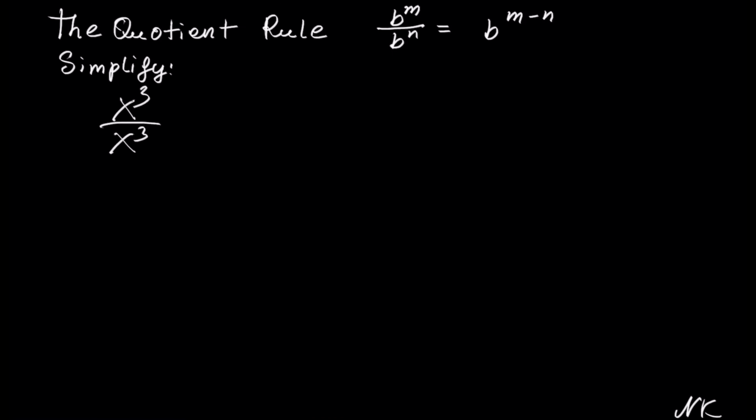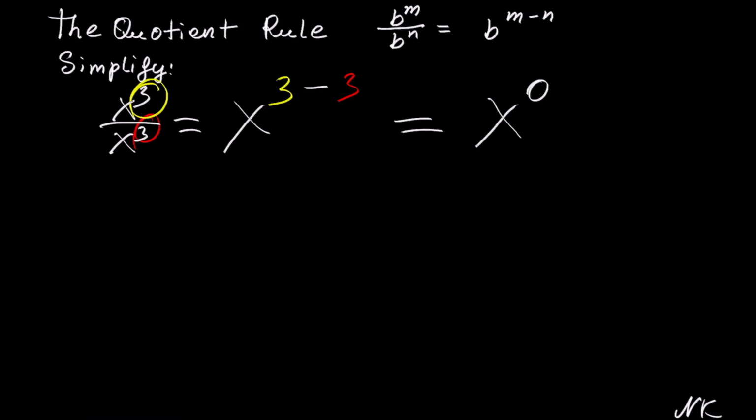In this example, we have x to the third divided by x to the third. If we apply the quotient rule, the base is x. The exponent in numerator was 3 minus the exponent in denominator was also 3. So 3 minus 3 is the exponent. This will give us x to the power of 3 minus 3, which is equal to 0. Let's take a look at what exponent of 0 really means.